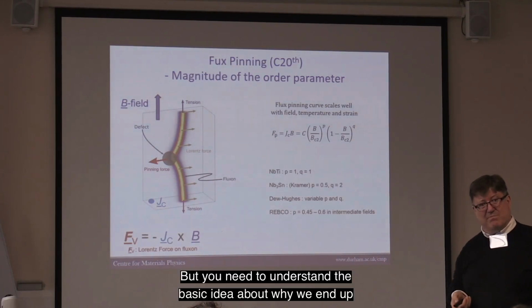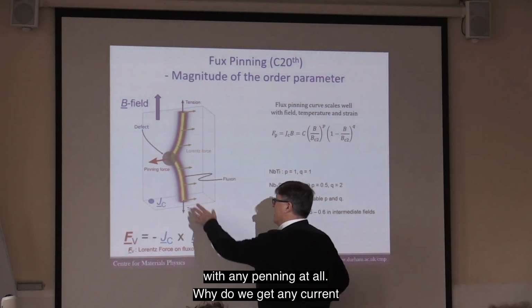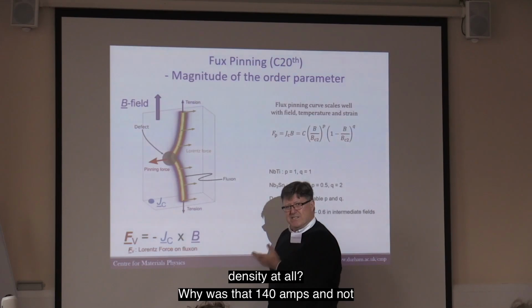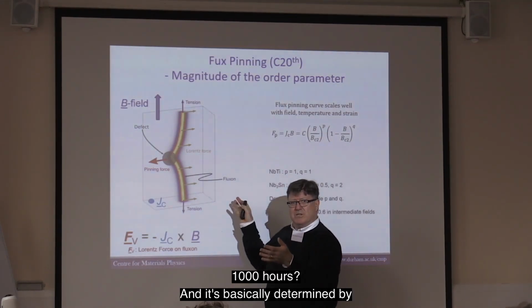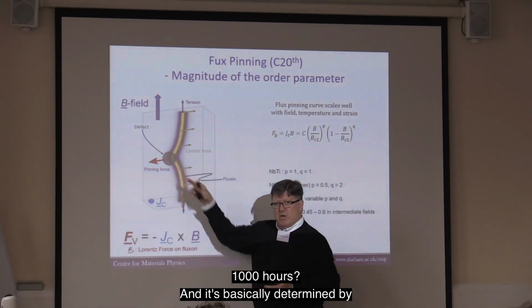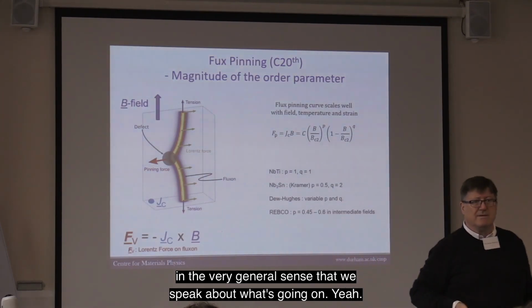You need to understand the basic idea about why we end up with any pinning at all. Why do we get any current density at all? Why was that 140 amps and not 1,000 amps? It's basically determined by the amount of pinning that we have in the material, in the very general sense.